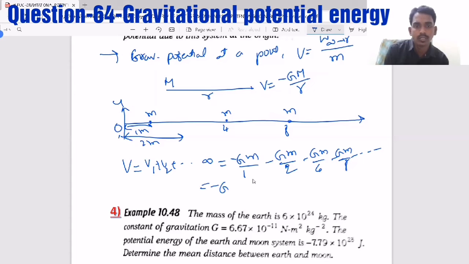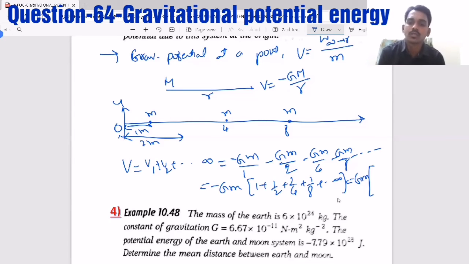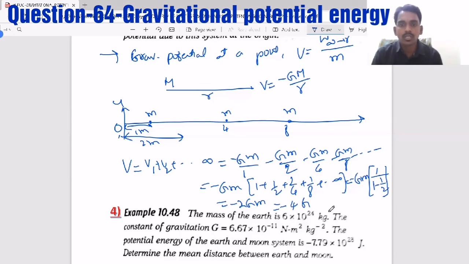Now when you take minus Gm common, you get 1 plus 1 by 2 plus 1 by 4 plus 1 by 8 up to infinity. If you look at this series, it is an infinite GP, like a plus ar plus ar square and so on up to infinity, where the common ratio is 1 by 2. So the sum will become a, the first term, by 1 minus r, where r is the common ratio. So you will get the answer minus 2Gm, where m is 2 kg. So the answer will become minus 4G. This way, sometimes the question can be asked based on the gravitational potential.